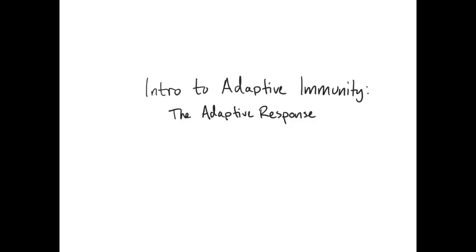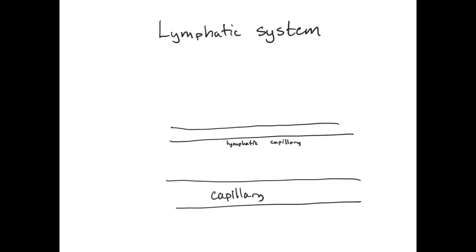So we're going to move into our last lecture on the adaptive immune response, and our goal with this lecture is really to understand how adaptive immune responses generate and get a big picture of how these responses go. And to understand adaptive immunity, we have to start off understanding the lymphatic system.